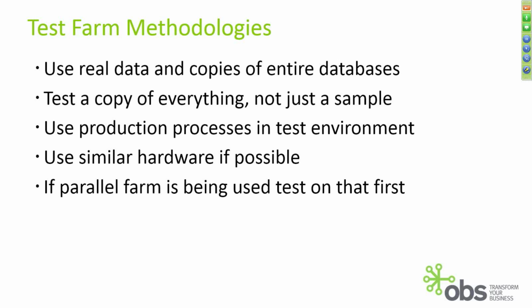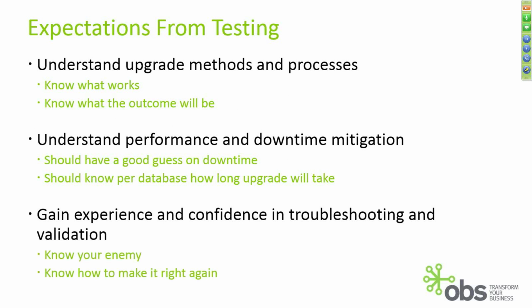So the sort of expectations you should have for what you want to get from your testing is to understand your upgrade methods and processes. So know what works, but also you'll often get a lot of error messages or warning messages during the process. Some of these may be expected based on the content you've got in your farm. So you need to flag both what the success messages are, but also any warning messages you know are going to come through but aren't an issue, so that people don't get worried during the actual production migration.